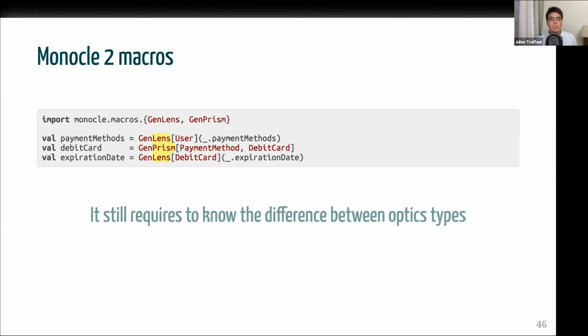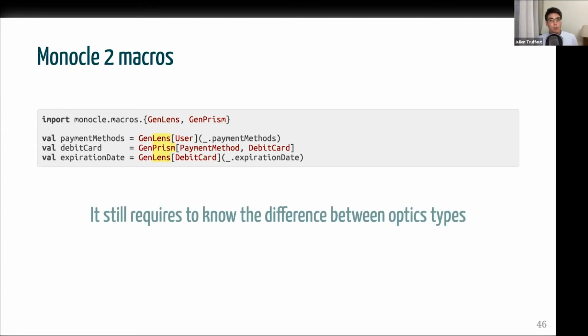So in Monocle 2, the current version of Monocle, what we did is define a couple of macros to simplify the creation of optics. We have GenLens, GenPrism, and GenIso, which simplify the code. You still need to define them in the first place, but at least the implementation is much shorter. And this is what macros are made for. When you have code that is completely repetitive, macros are exactly made for this use case. The main issue that remains is that you still need to know the underlying optic, which optic you need for each use case, which is annoying, especially for new users.